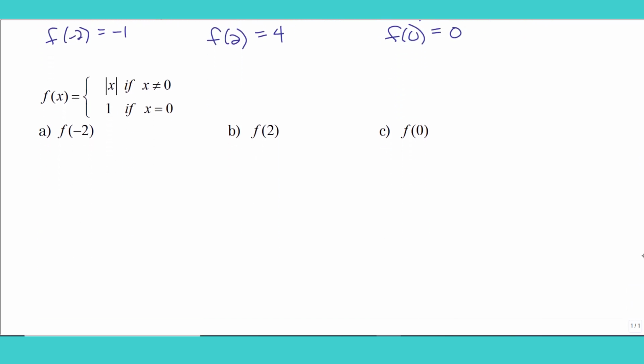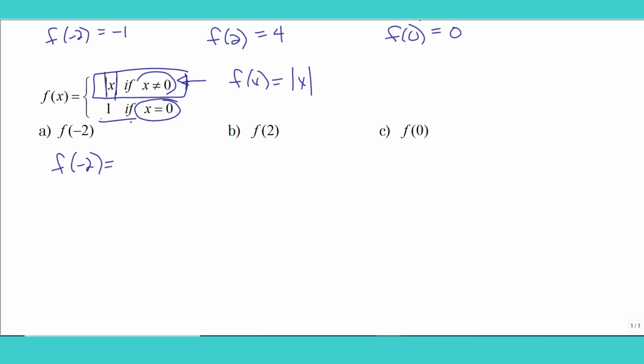Let's look at this last example. It says to use the absolute value, hopefully you remember what that is, if x does not equal 0. That means any number that's not equal to 0. It says to use this one if it is equal to 0. So keep in mind this says use this function, f of x equals the absolute value of x, for any number that's not 0. So f of negative 2 is definitely not 0. So we would say, what's the absolute value of negative 2? And that's positive 2. And that's your answer.